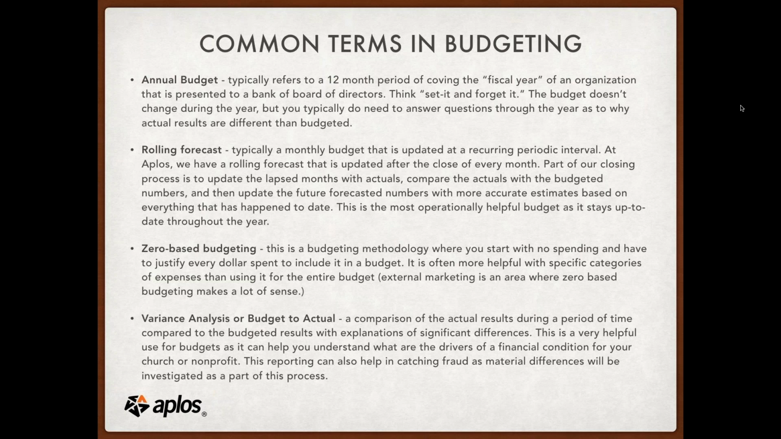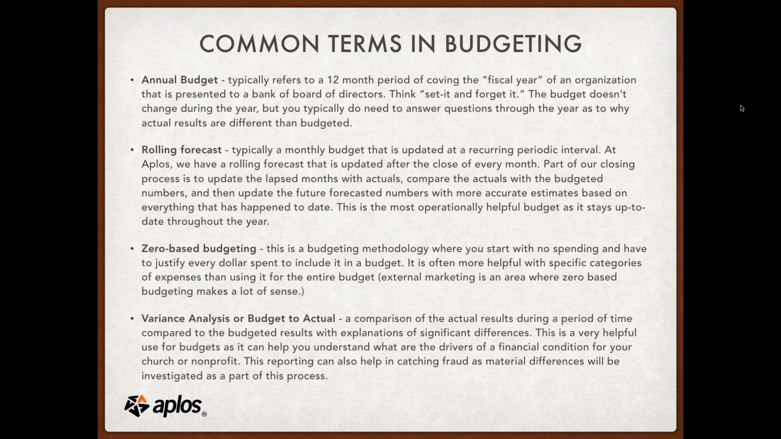But the annual budget, for the most part, covers that 12-month gap, and it's kind of a set it and forget it thing, where you develop it and you put it in place, and then you look at it on a monthly basis. But it doesn't change during the year. You don't really need to make any adjustments or anything. It's kind of there, and you try to stay as close to it as you can. So that's an annual budget.